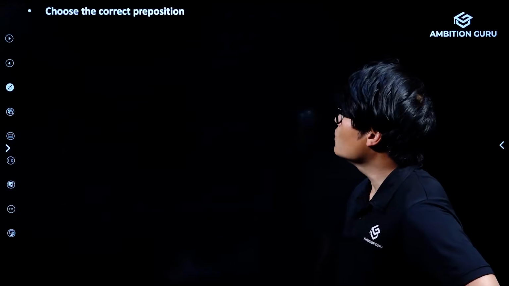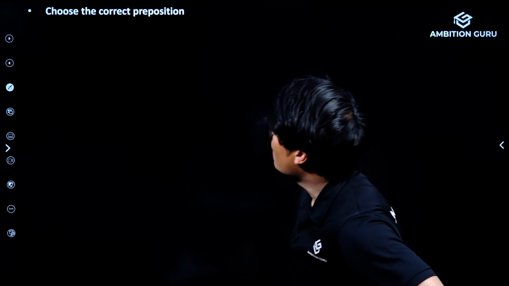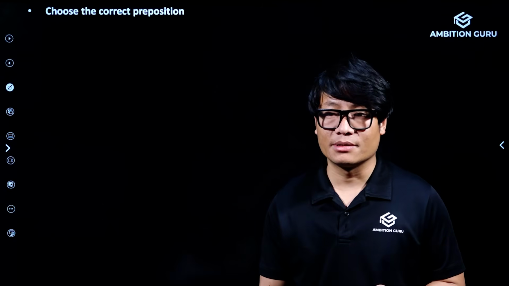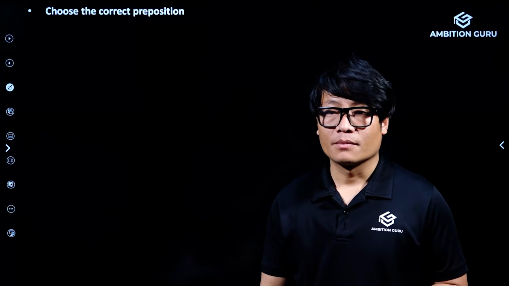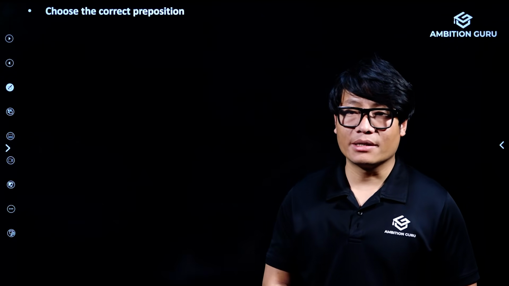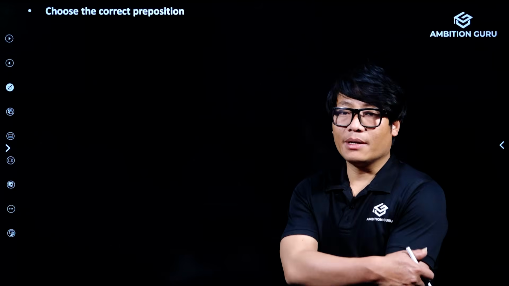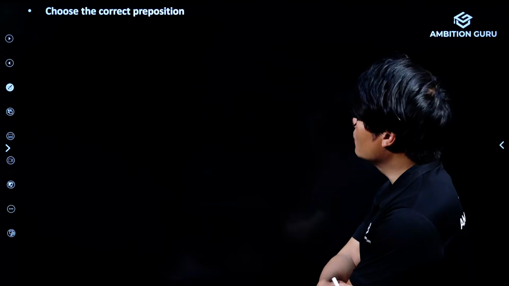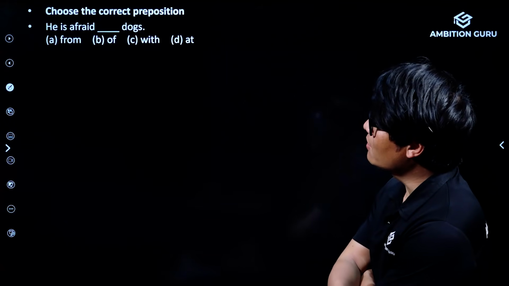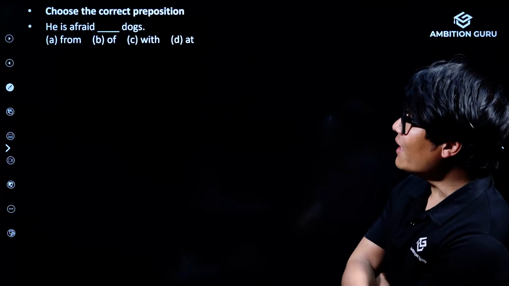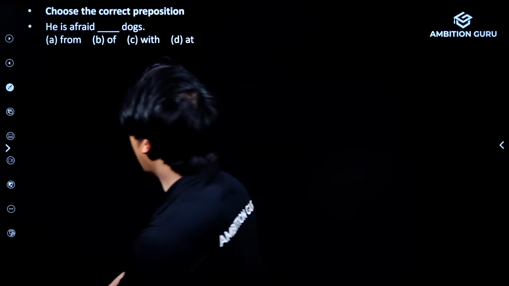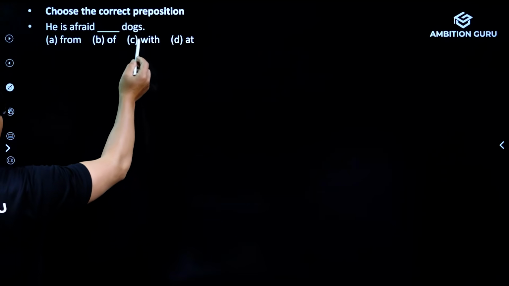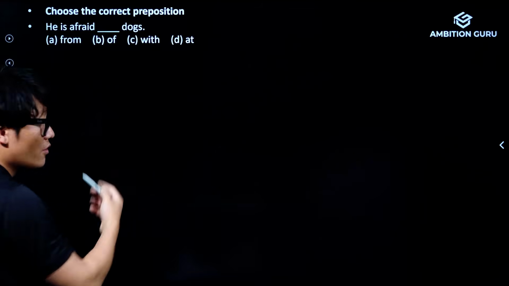Now let's move to, this is what? Choose the correct preposition. Okay, now we are going to jump into the prepositions. Yeah, today we are going to just do grammar. He is afraid dot dot dot dogs. Afraid from dogs, afraid of dogs, afraid with the dogs, afraid at dogs.